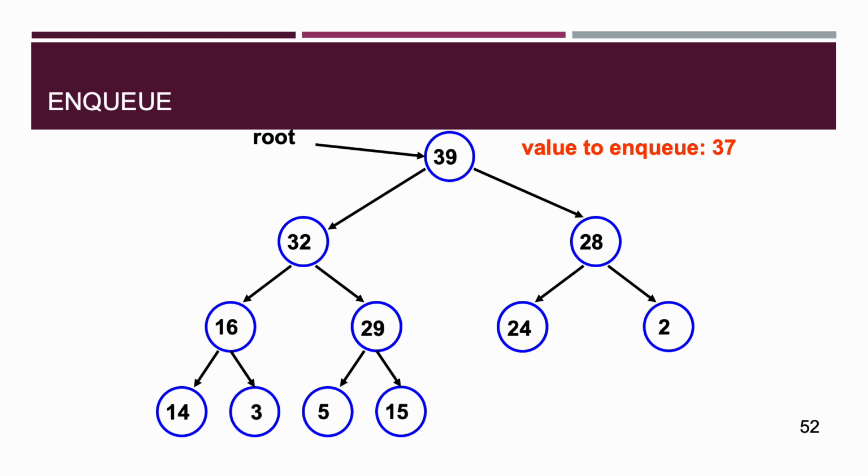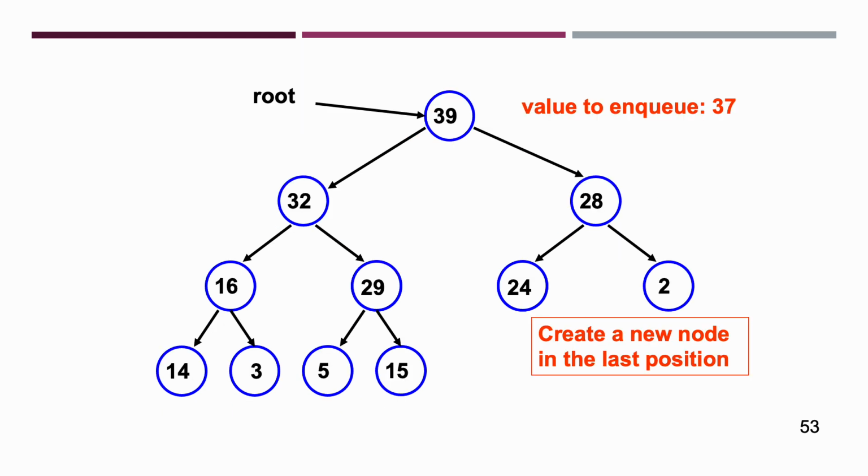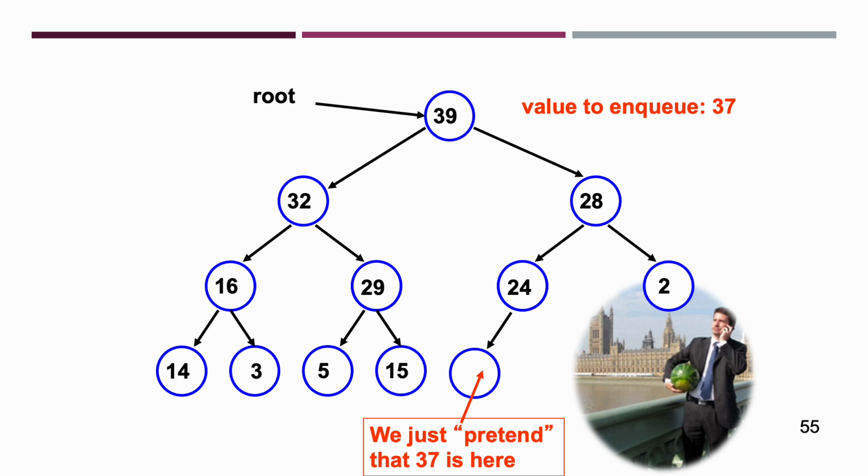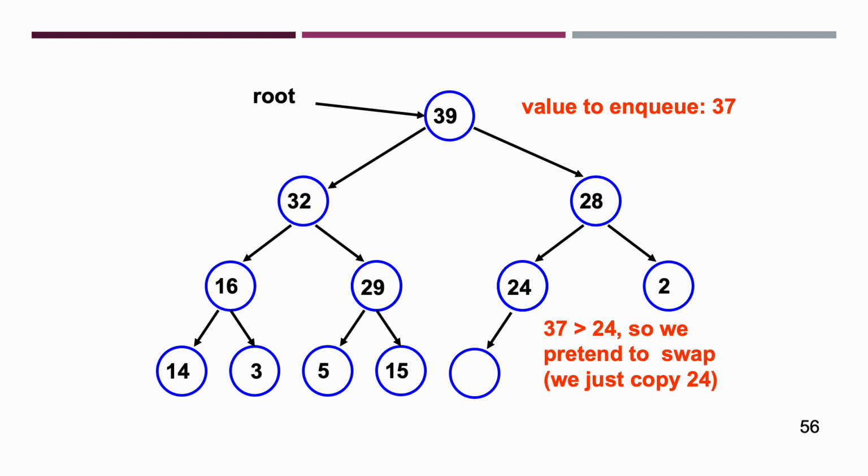Okay, now here is a tree. We want to NQ 37. So first, let's start. We'll create a new node in the last position like this. So we have created a new node in the last position. We just pretend that 37 is here. Now we'll check if 37 is greater than 24.